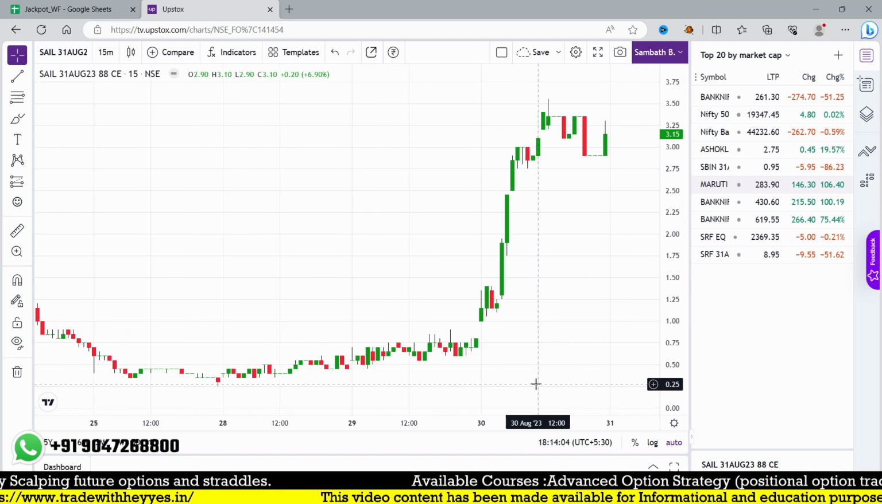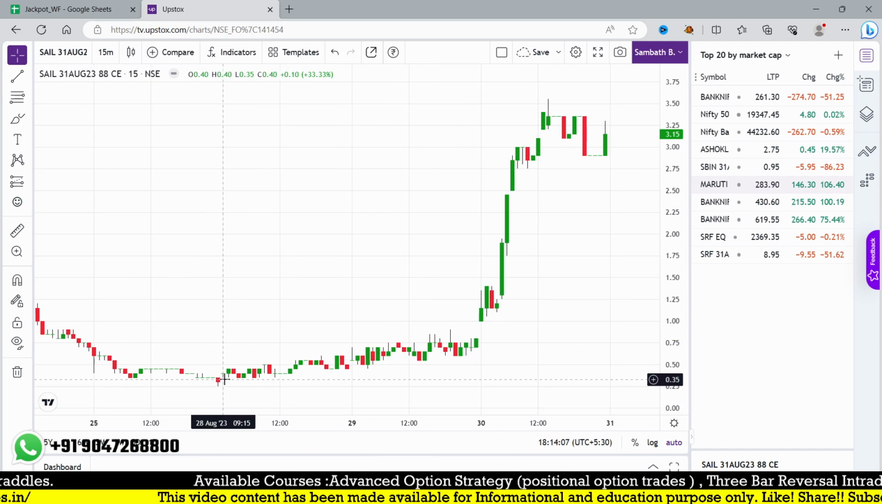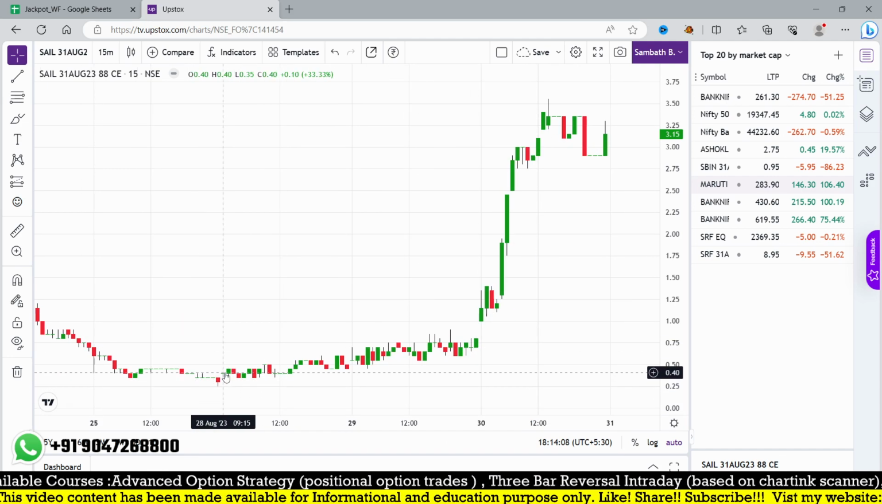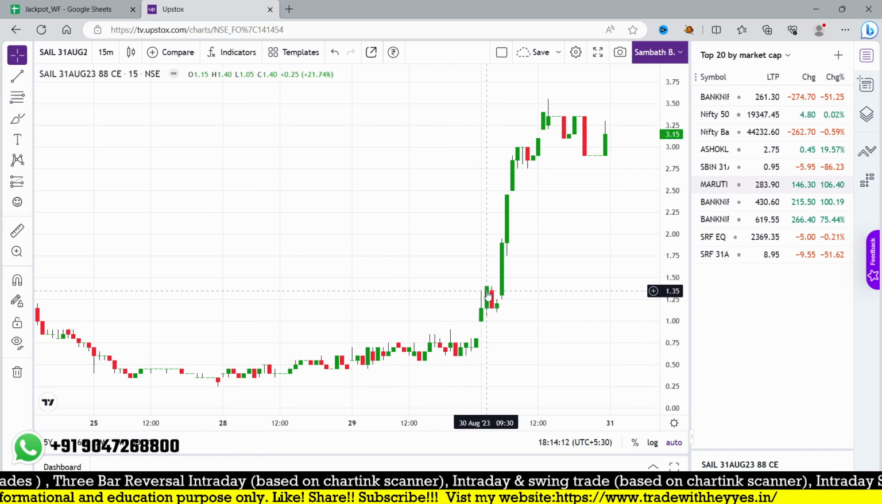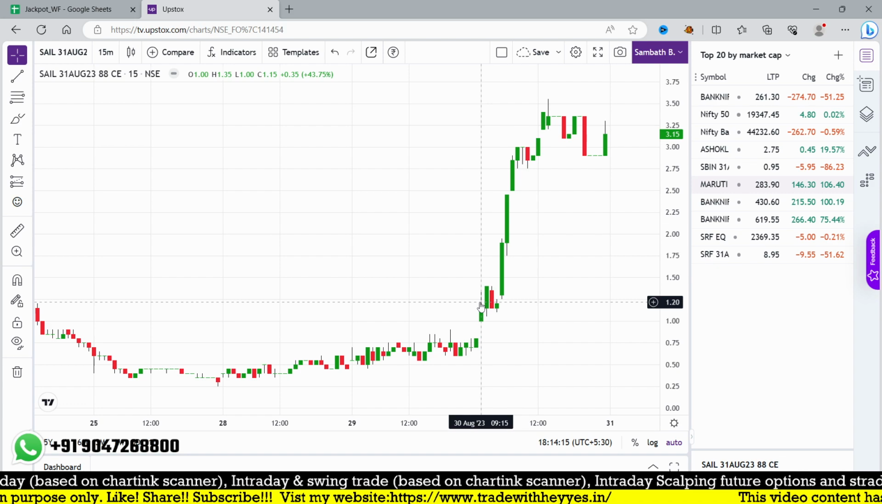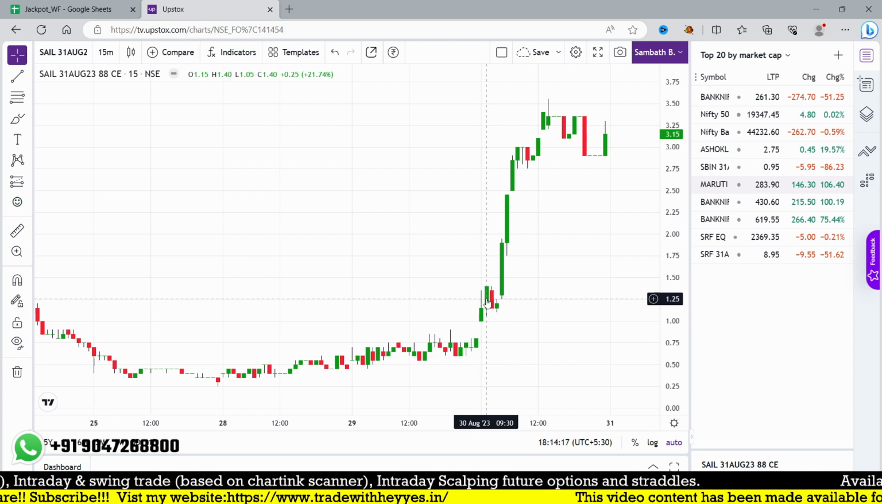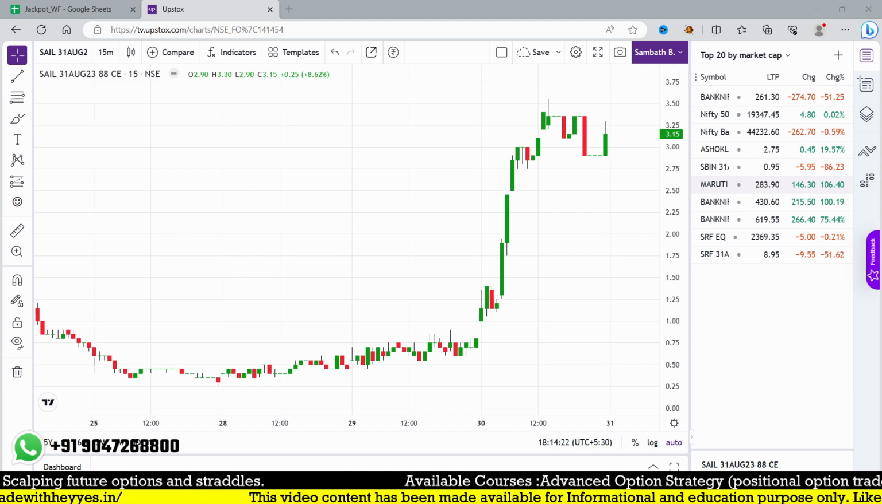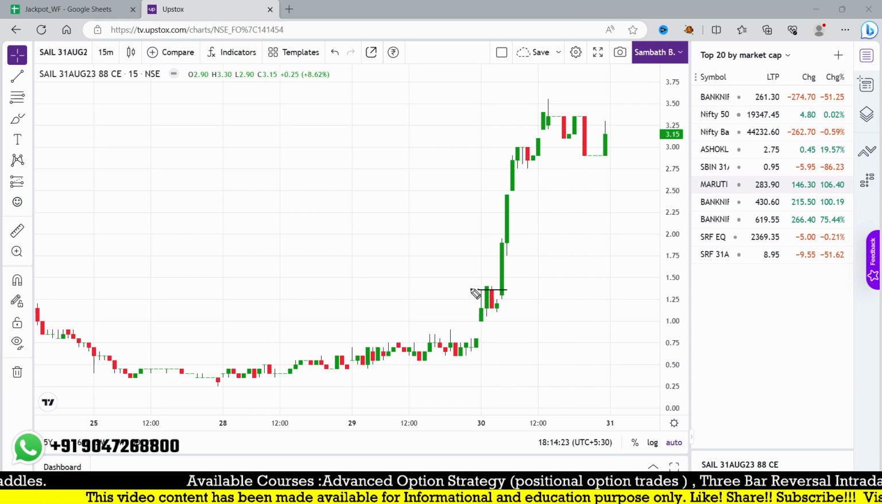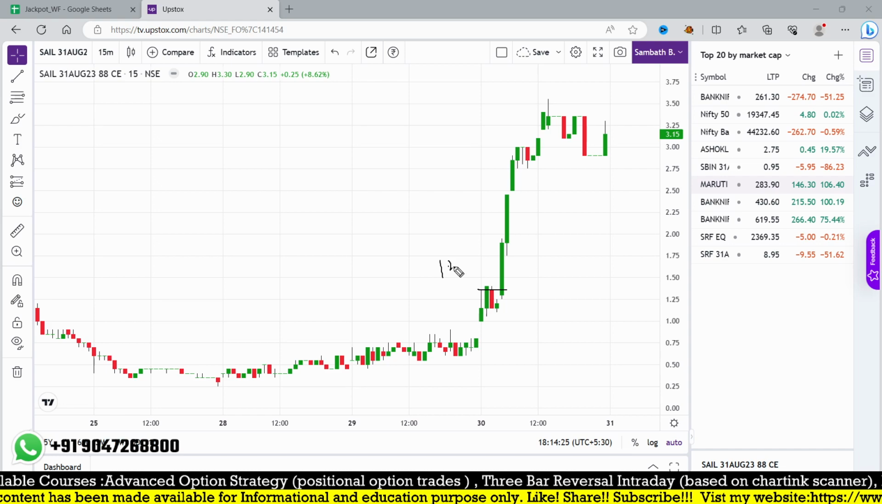So if you are looking, this is a fresh breakout. From 28, it never broke 1.4. And today, it gave the breakout after 9:30. That is called a fresh breakout. I hope you understand. But to do that, I required a high margin. So even though I placed the order around 1.4, it was rejected.